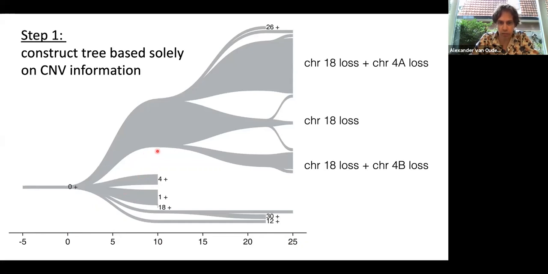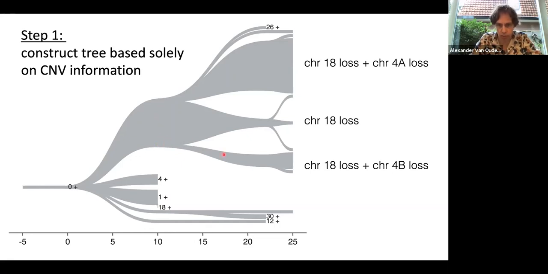Each band that you see here has a certain width. That width is basically how many cells are in that copy number state. So for example, at week 10, you can see that most of the cells are in this part of the tree, which is the loss of chromosome 18. So after 10 weeks, in this particular replica, most cells have lost chromosome 18. So again, the width of the band is proportional to the relative frequency of that particular copy number state.